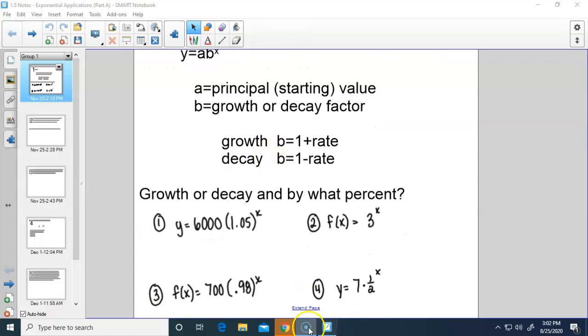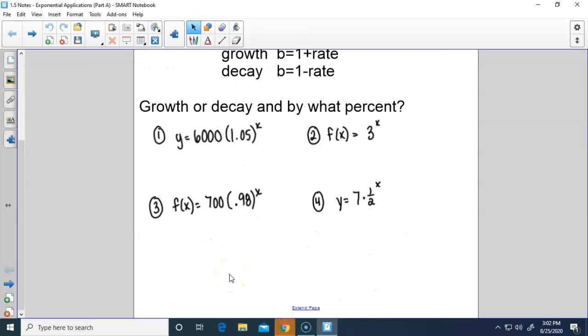Now, here I've got 4 exponential equations that are already set up, and we need to decide whether we're talking about growth or decay and by what percent. So, in general, if you're talking about growth, then your b value, this value right here in the function, is going to be greater than 1. So we do 1 plus the rate, so it's going to be greater than 1. So we can see this first equation right here would be a growth.